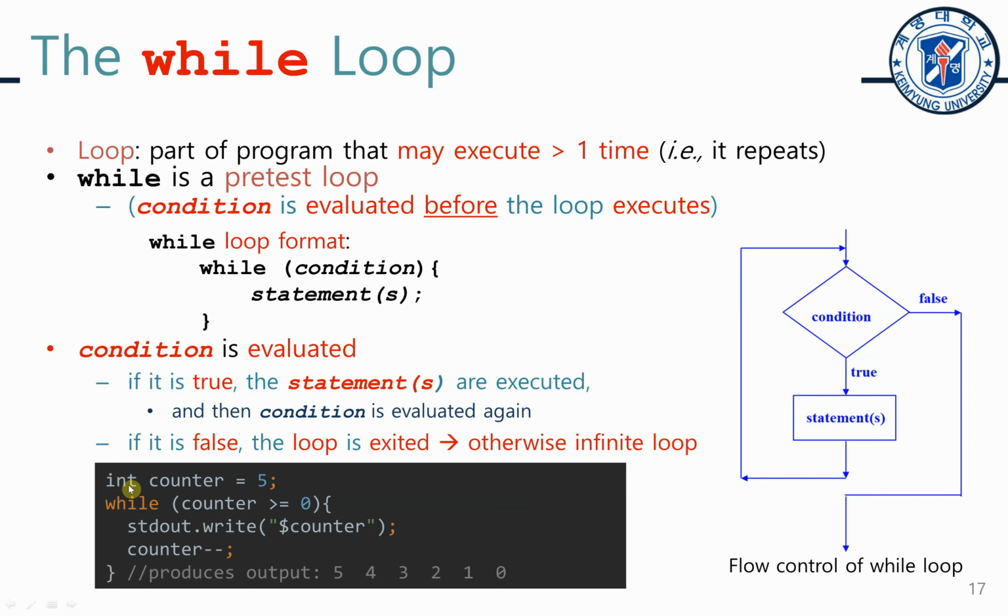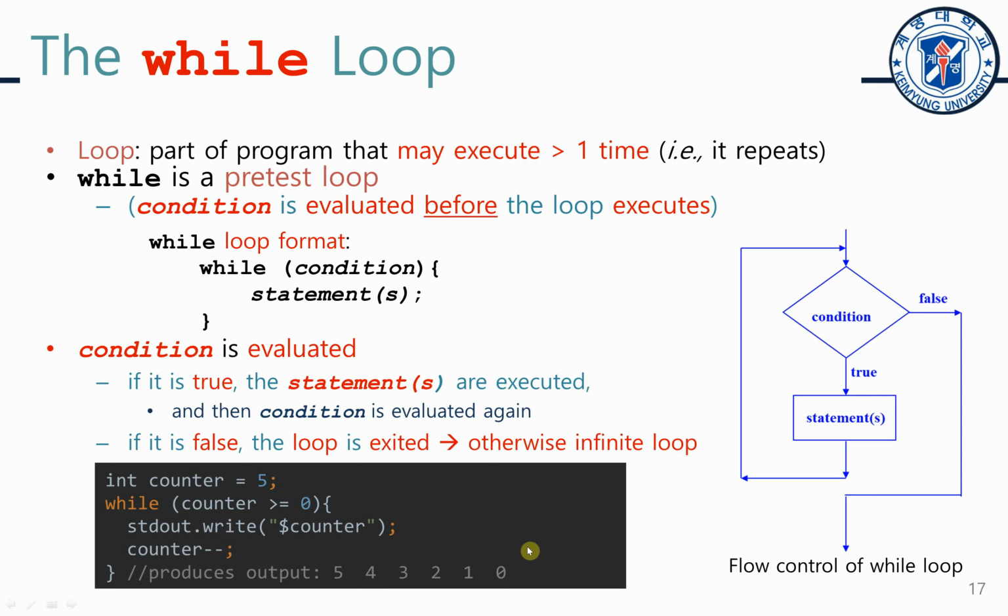If we run this program with just a main function, it will come first here. 5 is greater than or equal to 0, so it will print 5, and then counter will be decremented. You know what this means, right? So counter will now be 4. 4 is greater than or equal to 0, so 4 will be printed, and so on.